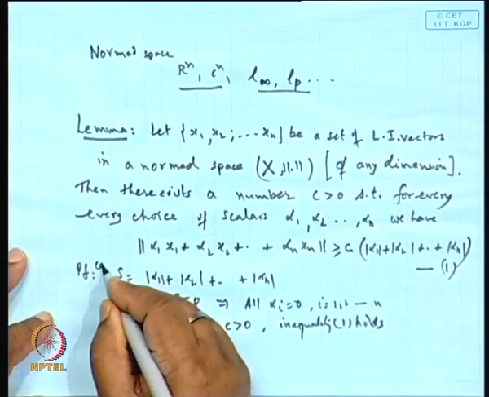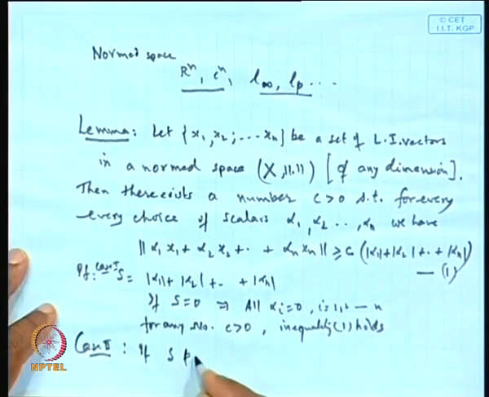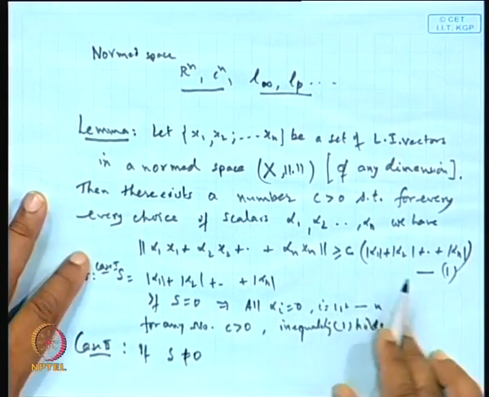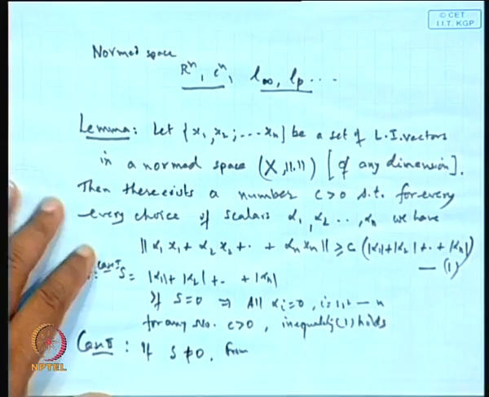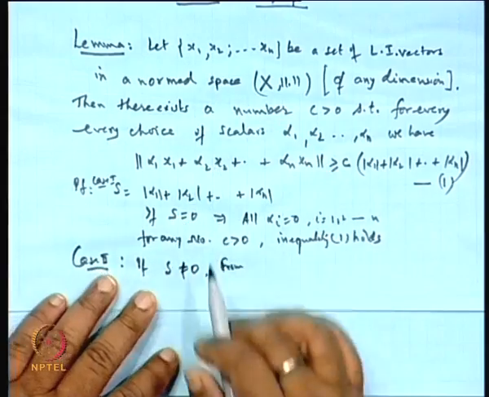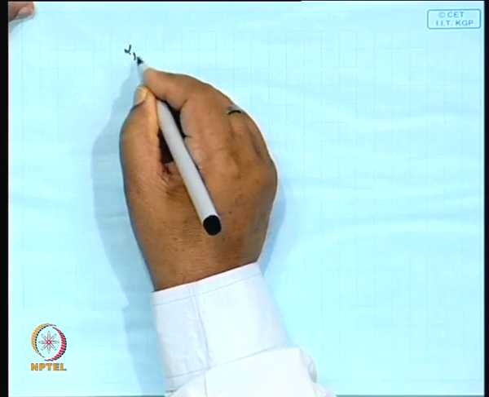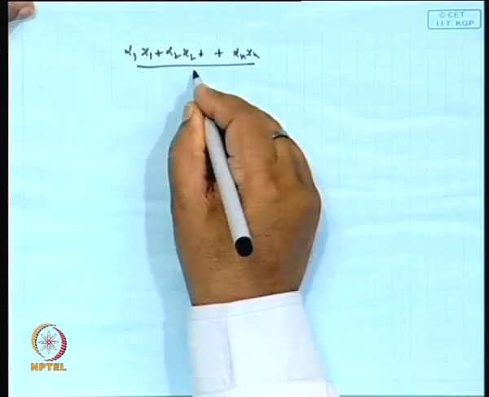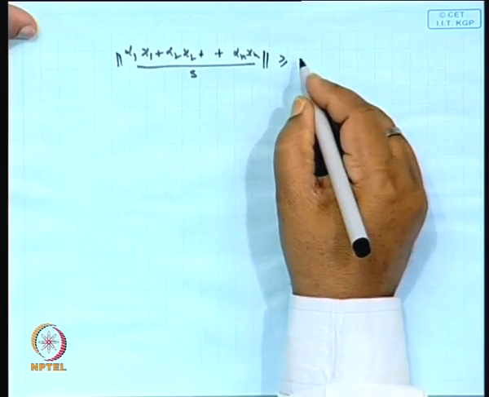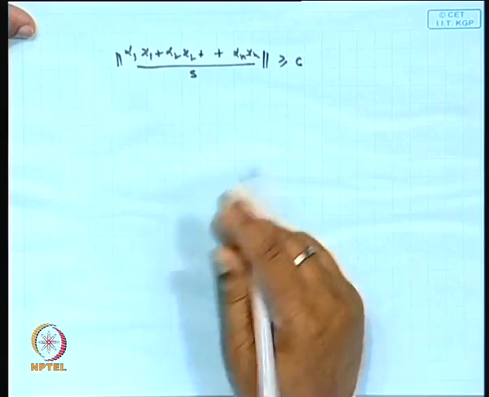But the second case, case 2: if S is not equal to 0, then we can divide the equation 1 by S, each term by S. So, from 1 we get norm of alpha 1 x 1 plus alpha 2 x 2 plus alpha n x n, divided by S, is greater than or equal to, say, mod of c. Is it not greater than or equal to c?